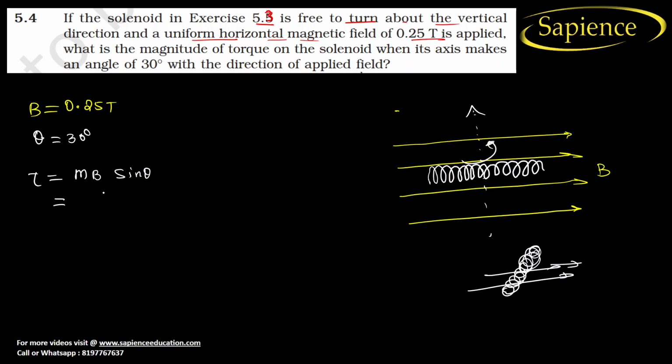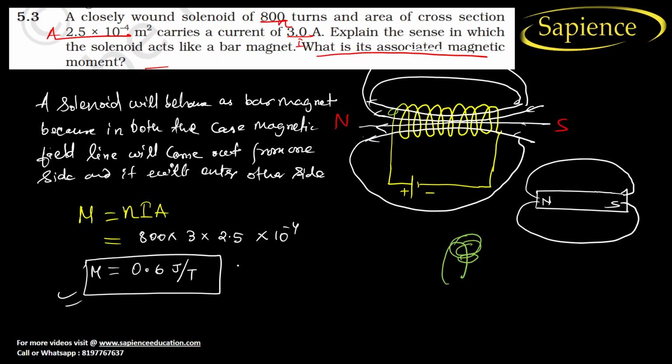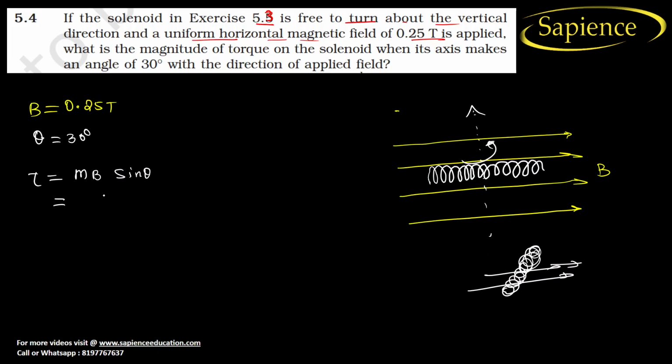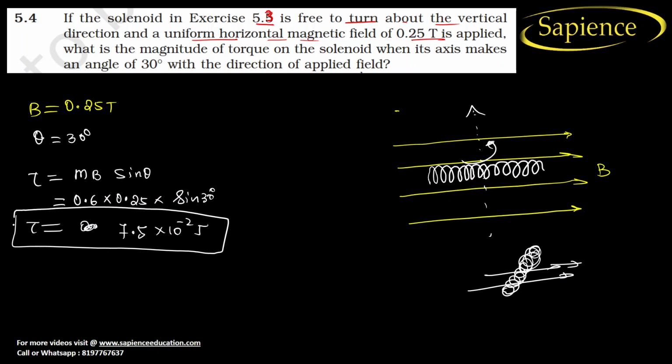So let us put the value. What is the magnetic moment of this solenoid? We have already done this one, it is 0.6. So put the value 0.6 into the magnetic field strength 0.25 Tesla into sine theta, that is sine 30. Sine 30 degree is equal to 1 by 2. So this is equal to 7.5 into 10 to the power minus 2 joule. I hope you have understood this one. So this is the torque. Got it?